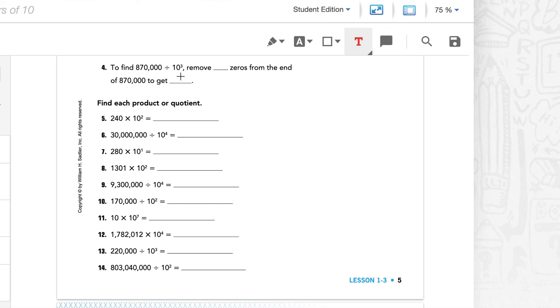Number 4, to find 870,000 divided by 10 to the 3rd, I'm going to remove blank number of zeros from the end. How many zeros am I going to remove, class? Yep, I'm going to remove 3. So let me write in a 3 there. 3 zeros from the end of 870,000 to get 870.